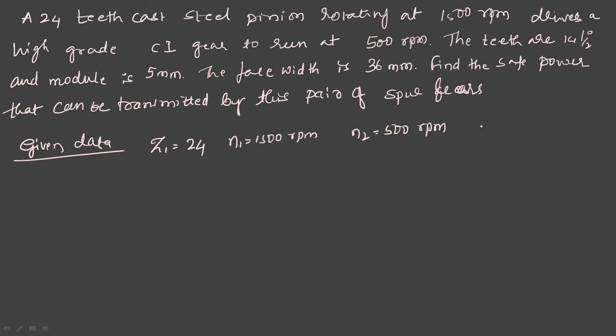Face width. Module m is given as 5 mm here, and the face width is 36 mm, so B equal to 36 mm. For the tooth profile, alpha is given as 14.5 degrees. Now you need to find out the power transmitted by this pair of spur gears.